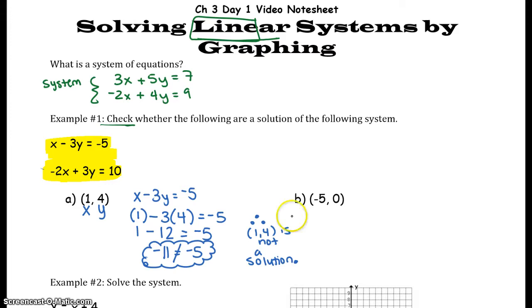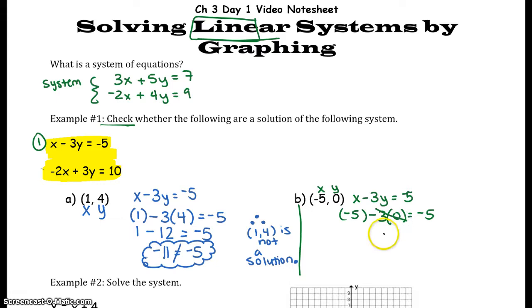Alright, let's look at example B. I'm going to draw a line here so I don't get confused. Well, x is negative 5 and y is 0. I'm going to start with the first equation again: x minus 3y equals negative 5. So I'm going to input negative 5, and I like to put parentheses because sometimes I make silly mistakes, times 0 equals negative 5. Anything times 0 cancels out, so we're left with negative 5 equals negative 5. Yeah, that does equal. That's awesome. So we know that's a true statement.